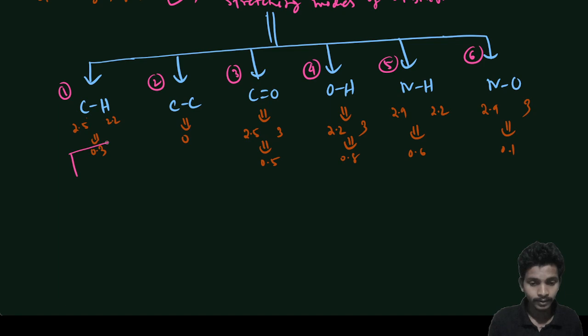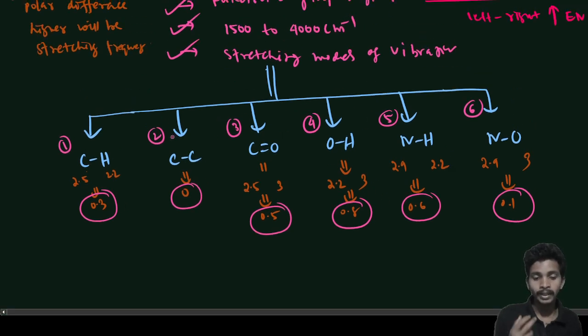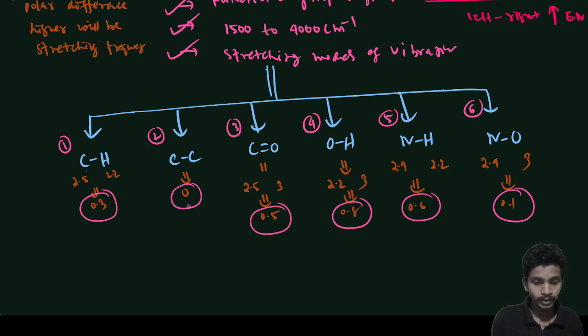So here we see these are the polar differences: here 0.3, here 0, here 0.5, here 0.8, here 0.6, here 0.1. So where the polar difference is high, the stretching frequency will be high. Okay, so we can get some idea of what the IR value should be. For this, the polar difference is very low, so the IR data value will be nearly about 1100 centimeter inverse. Okay, and here also a very low value.